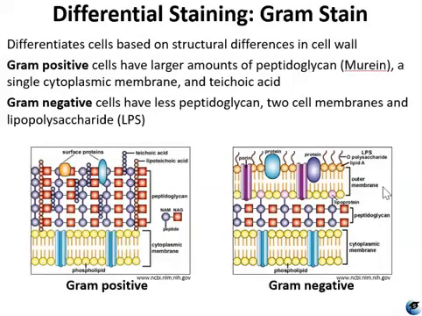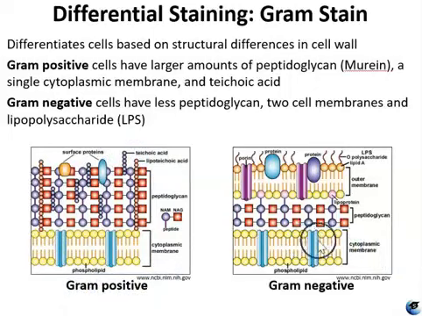Gram-negative cells have less peptidoglycan, they have 2 cell membranes, and they have lipopolysaccharides. So this figure here on the left, 1 cell membrane, and you have this really large outer layer that has peptidoglycan, proteins, and teichoic acid. That is the structure of cells that are classified as gram-positive.